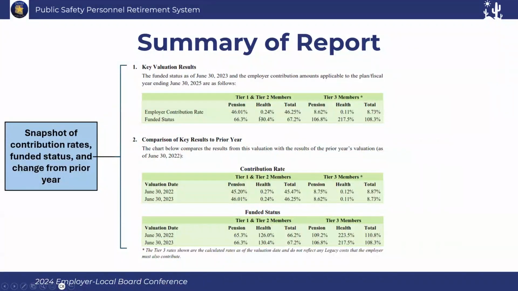You can pull apart what's going on with the tier 1 and tier 2 rates and the tier 3 rates. I will say there's another table in the individual reports that I think is a little bit more helpful for getting the total picture of the employer contribution rates, and I'll show an example of that in a few slides. I say that because there's an asterisk here on the tier 3 members where it says that it only reflects calculated rates and does not reflect legacy costs. The table I'm going to show you reflects the legacy cost, which is the full rate that you'd need to contribute for that member.